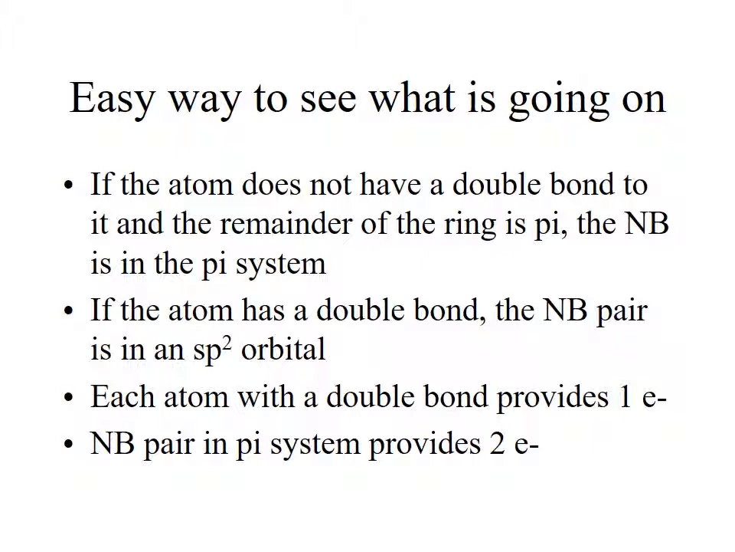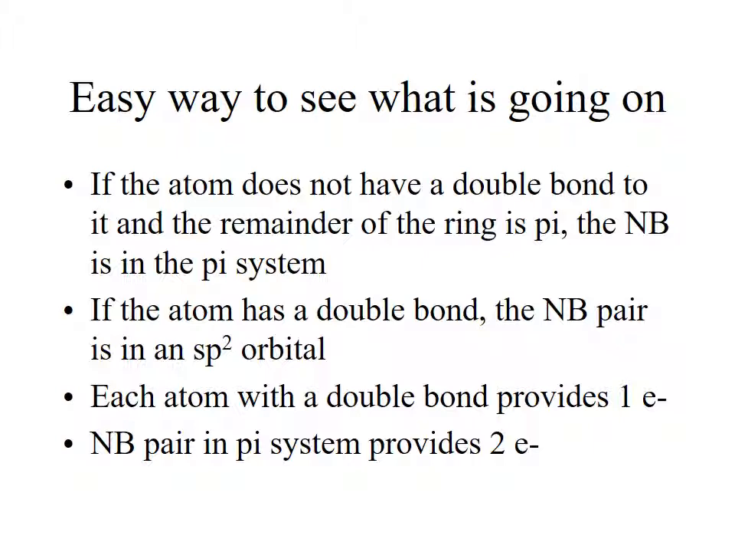The easy way to see what is going on is if the atom does not have a double bond to it, and the remainder of the ring is conjugated pi system, then the non-bonding pair must be in the pi system. If the atom does have a double bond, then that atom is only providing one electron through a p orbital, and the non-bonding pair is in an sp2 orbital that's in the plane of the ring.